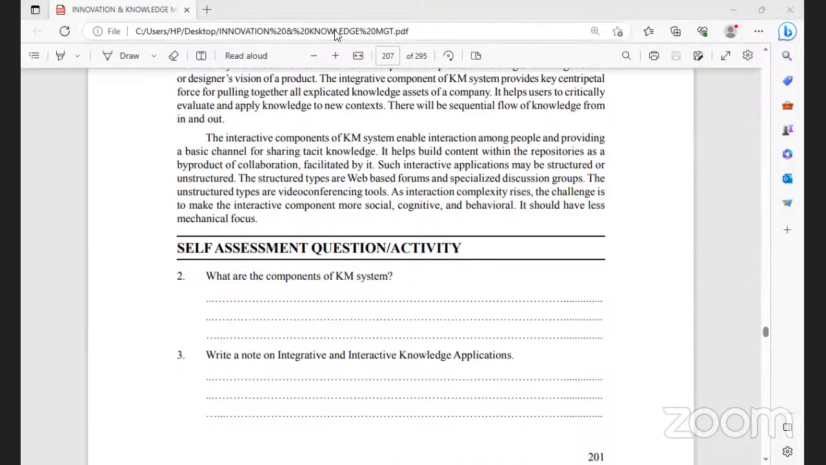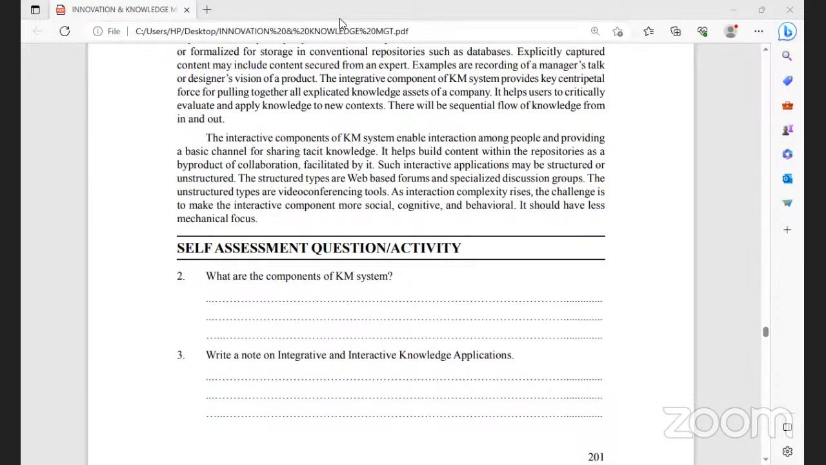Such interactive applications may be structured or unstructured. Means sometimes the application may be in a very systematic environment, sometimes in a non-systematic environment. The structured types are web-based forums and specialized discussion groups. The unstructured types are video conferencing tools. As interaction complexity rises, the challenge is to make the interactive component more social, cognitive, and behavioral.